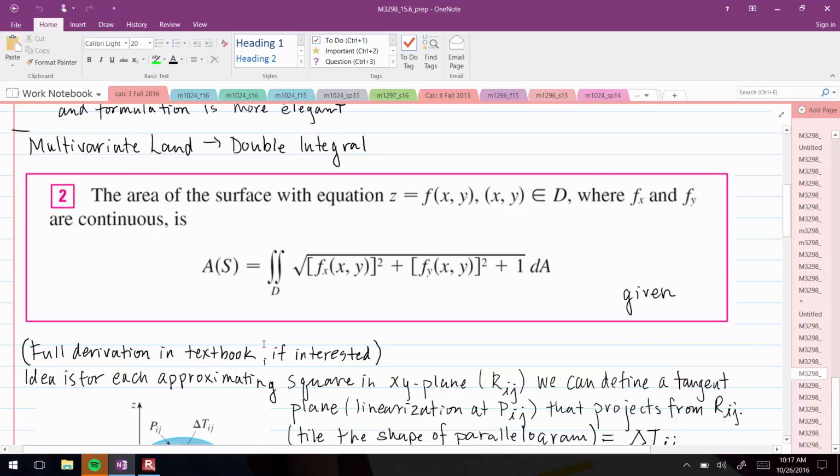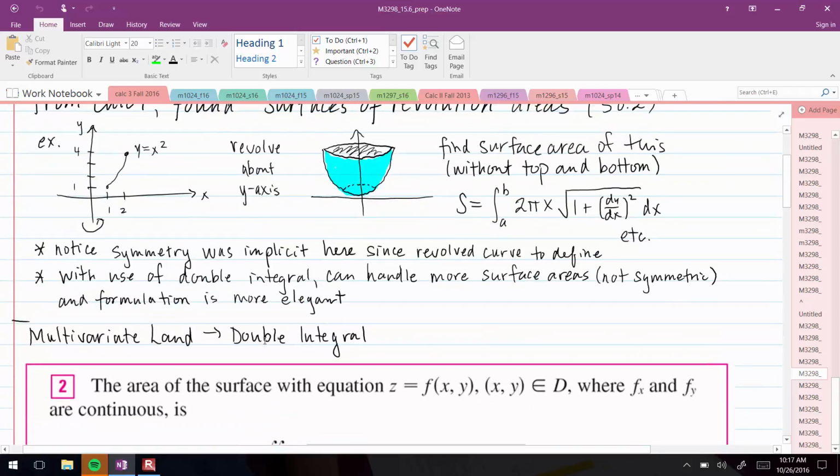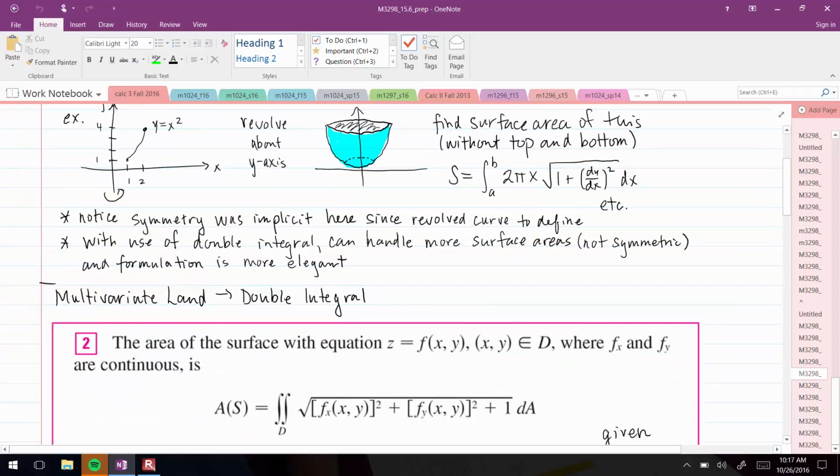So here we are in multivariate land, and we're going to have a double integral. And I'm going to talk about the derivation of this, but I'm not going to do everything that's needed to talk about it completely. Your book does a pretty good job, so if you're interested, you can check that out. For now, just check out the fact that this formula, which I'll give you, looks similar to the one from Calc 1. But we have a partial with respect to x, partial with respect to y, still have the plus 1 in the root, and it's a double integral.